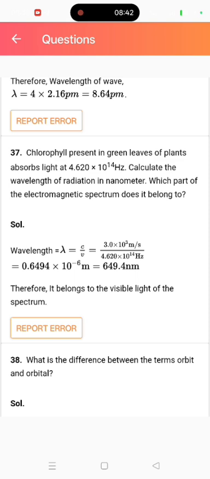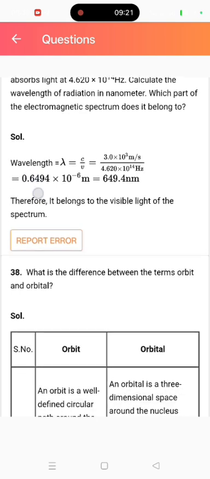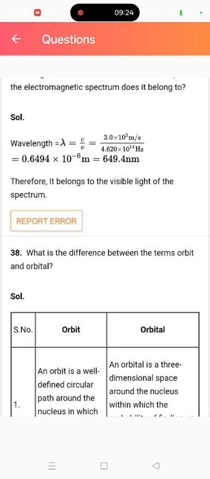Chlorophyll present in green leaves of plants absorbs light of 4.62 into 10 to the power 14 Hz. So frequency is given. Calculate the wavelength of the radiation in nanometer. Okay, wavelength lambda equals C by nu. Now C is 3 into 10 raised to 8 meter per second. It's not 3, it's wrong as given here. Then 4.62 into 10 raised to 14. So C by nu we will get 0.6494 into 10 raised to minus 6 meters, which is expressed in nanometers, and this belongs to the visible range of the spectrum.